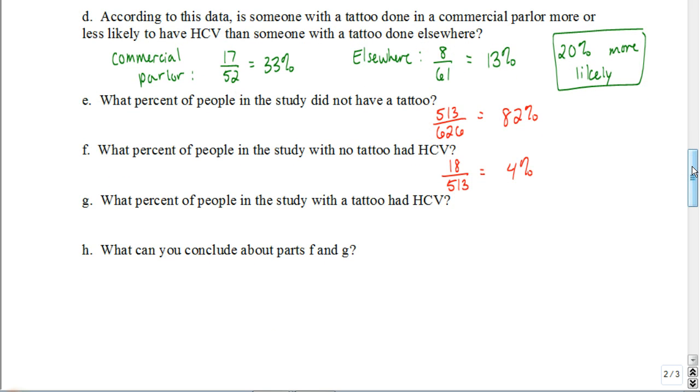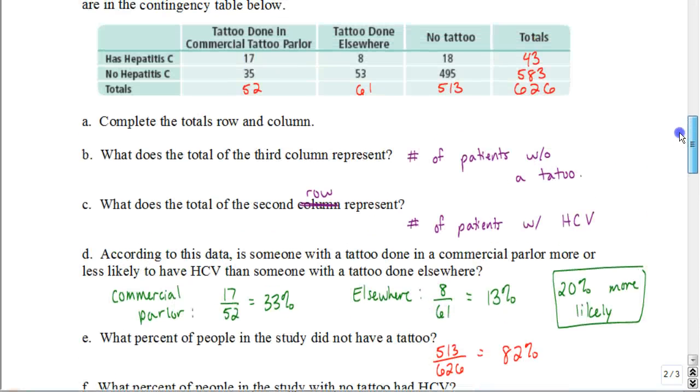Now in part G it says what percent of people in the study with a tattoo had HCV. Now this one's a little bit trickier because we first had to figure out how many people with a tattoo had hepatitis C. Well, there's 17 people that had it done in a parlor and 8 people that had it done elsewhere that had HCV, or 25 people total.